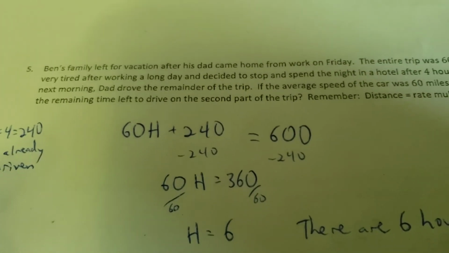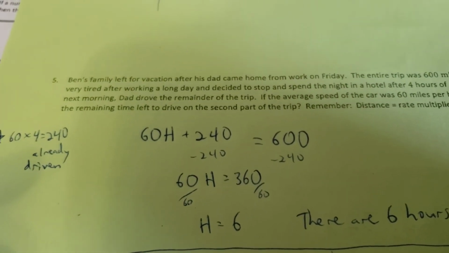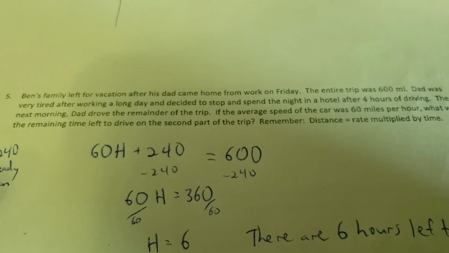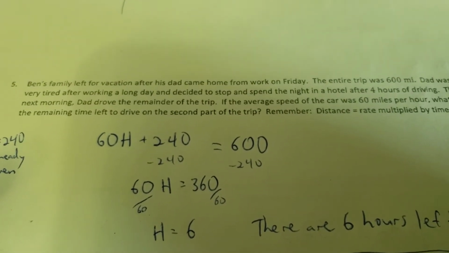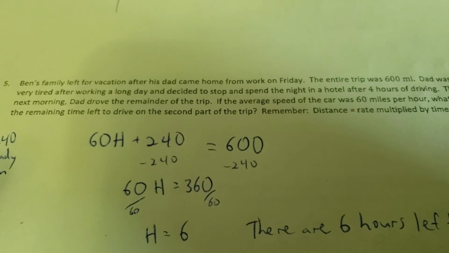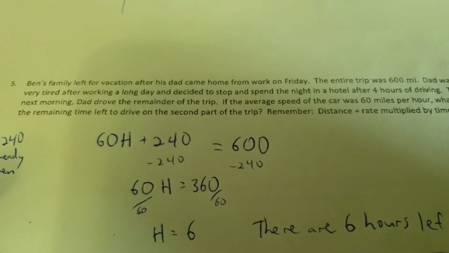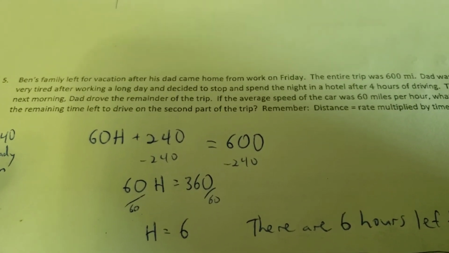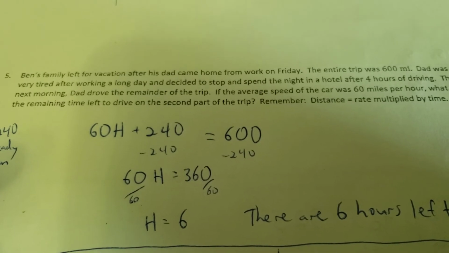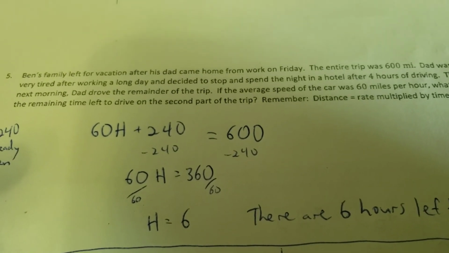All right, next up. This one's a little tougher one, too, to set up. It says, Ben's family left for vacation after his dad came home from work on Friday. The entire trip was 600 miles. Dad was very tired after working a long day and decided to stop and spend the night in a hotel after 4 hours of driving. The next morning, Dad drove the remainder of the trip. If the average speed of the car was 60 miles per hour, what was the remaining time left to drive in the second part of the trip? Remember, distance equals rate multiplied by time.